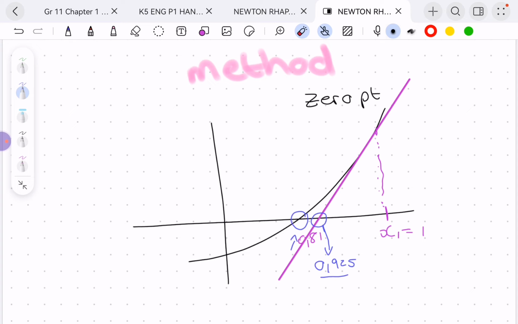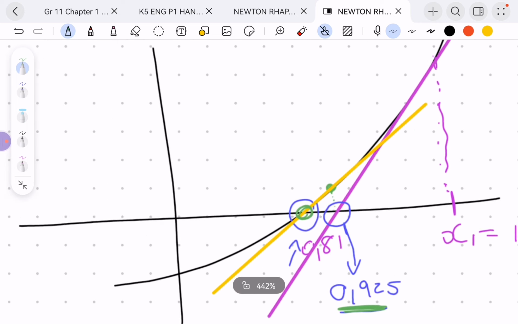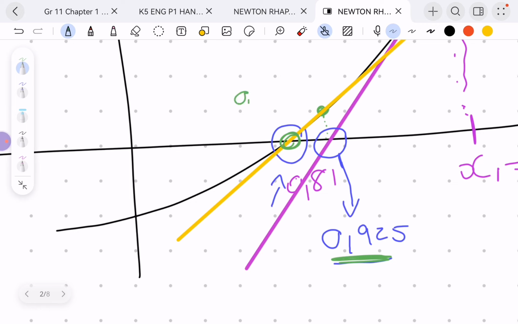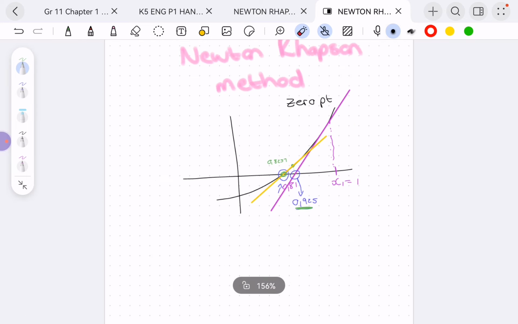Then Newton says, if I do that again, so I'm taking the 0,925, again I'm getting my tangent here at the green. Whatever I cut now, the tangent will give me an even closer approximation. If I were to zoom in, now I can get maybe the answer 0,8257, which is much closer to this answer 0,81. And that's what Newton says.